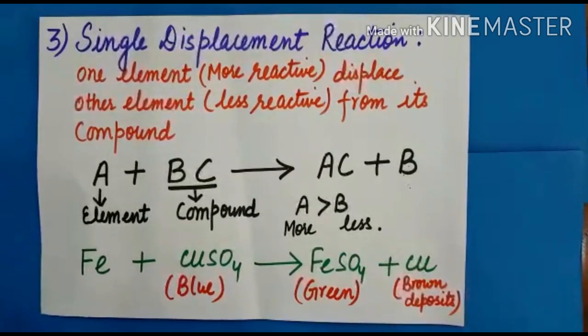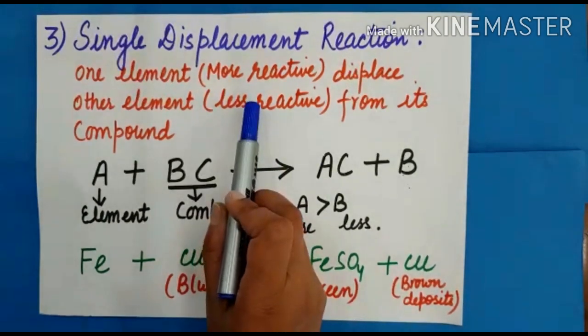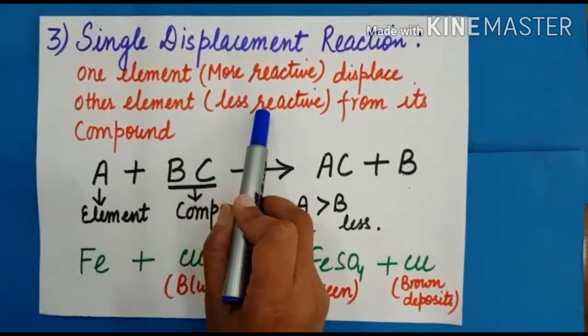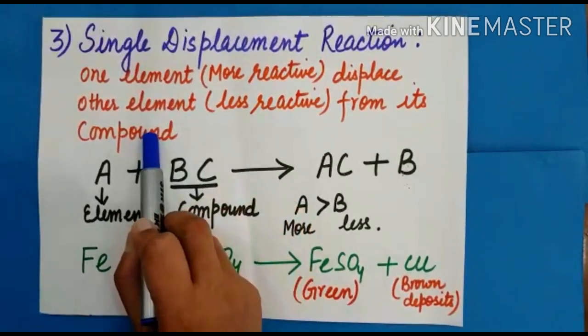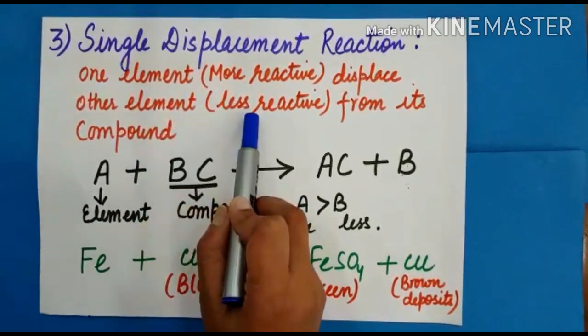Now the third type of reaction is single displacement reaction. By its name, it's clear that it is the single displacement. In this, one element displaces the other element from its compound. So one element should be single, that is, in elemental form, and the other element, which is present in a compound, should be less reactive.